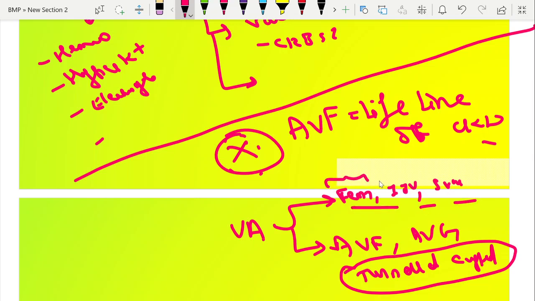Femoral catheter has to be ideally removed before 72 hours. IJV, 4 to 6 weeks. Subclavian, better not to prefer. If so, better to remove it in 4 to 6 weeks. So that's all regarding hemodialysis. This is what you can write in a theory paper.